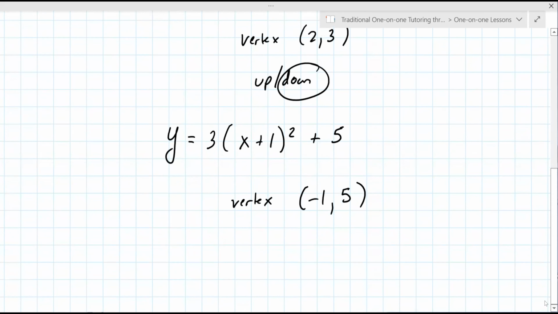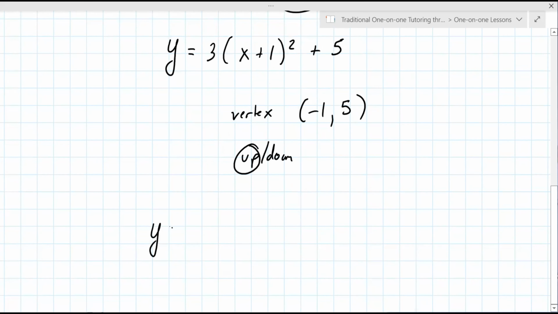Now, in terms of whether this opens up or down, it's up this time. Okay, so let's try another one here. Let's say it's y equals negative (x minus 4) squared plus 6. Could you give me the vertex of this one, please? (4, 6). And does it open up or down? Down. It opens down. Good.